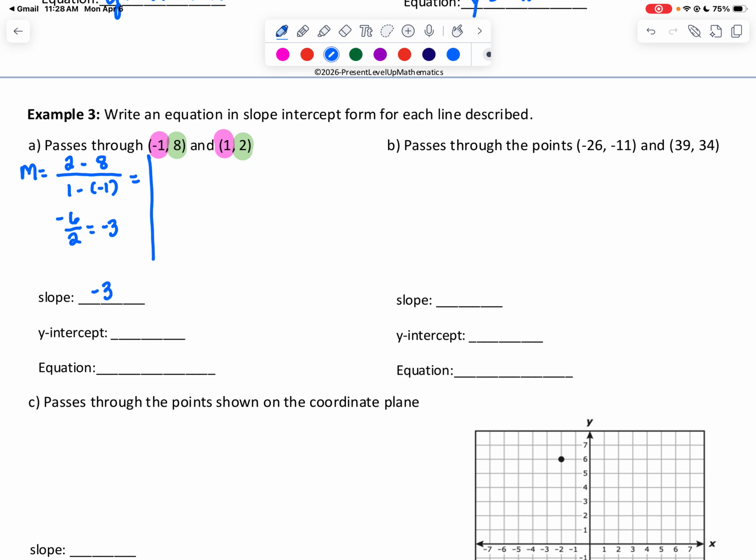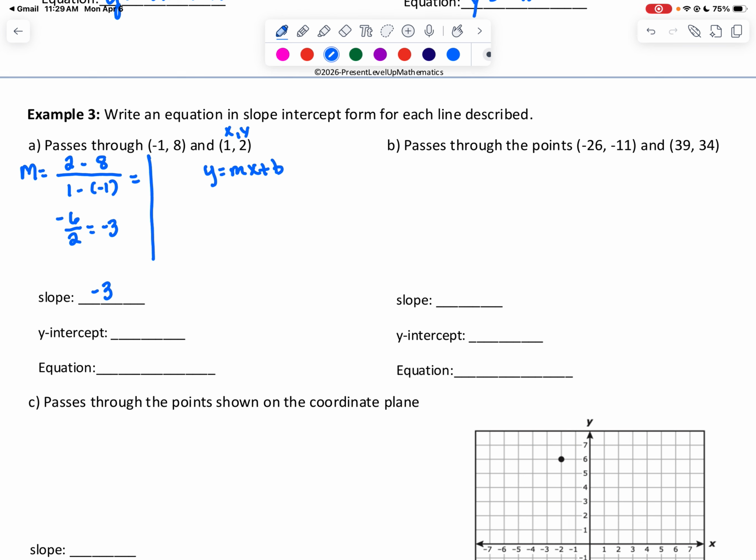Now, once you know the slope, you can find the y-intercept by using y equals mx plus b. But you must choose one of these 2 points to use. You can't use both of them. You can only use one of them. Since I can only use one, I want to use the most friendly point, or the one without negatives, fractions, or decimals. To me, the friendly point for this one is (1, 2). So I'm going to label it. Just ignore the (-1, 8) for now, okay?